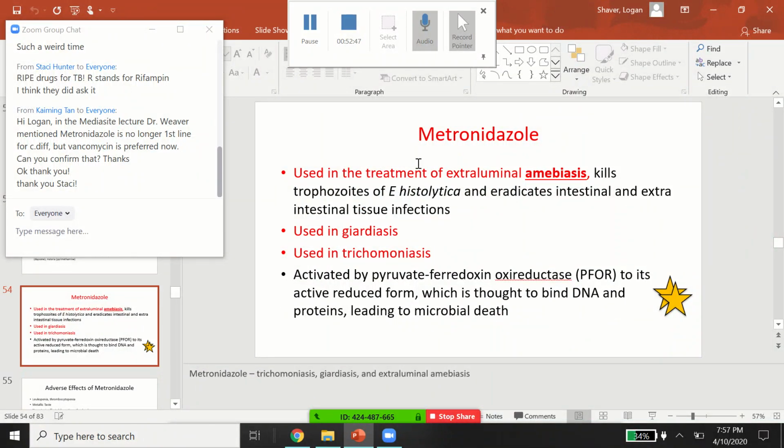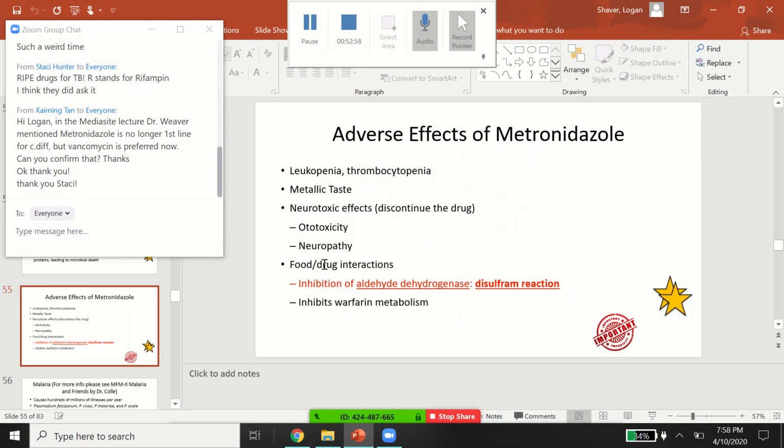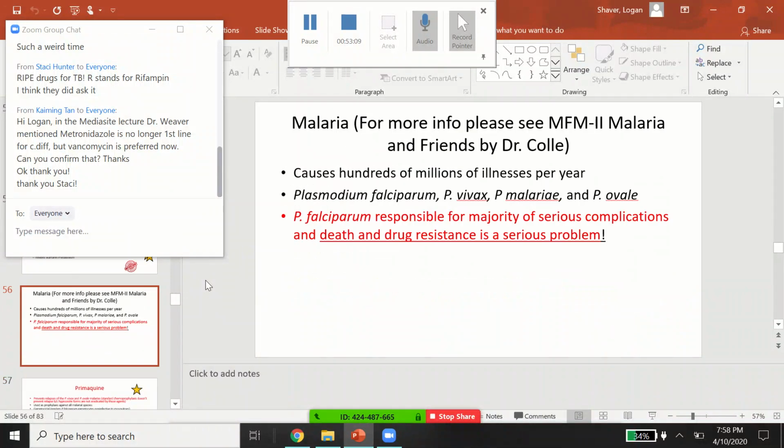So with that in mind, used in treatment of extraluminal amoebiasis, used in Giardia, and used in Trich. And of course, along with that, remember the disulfiram reaction. Okay, so this is all just a reminder. And she had it in here anyway, I guess, just to review it with you once more. But yeah, make sure you know all of that for sure about Metro.